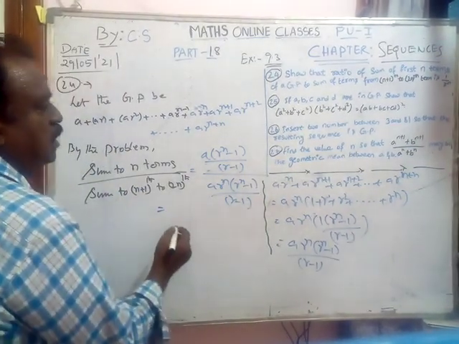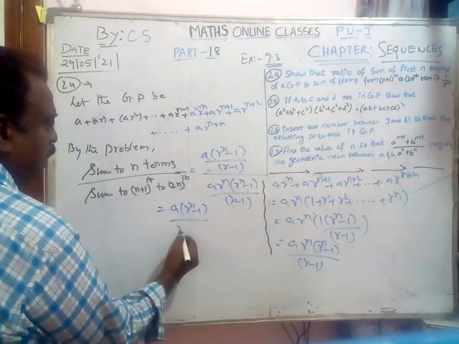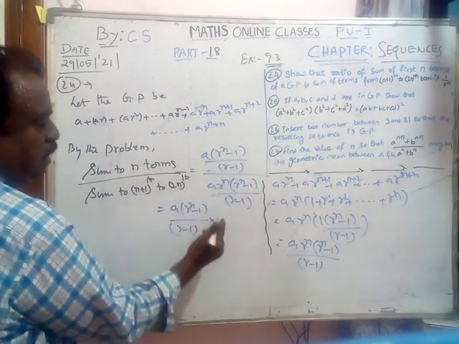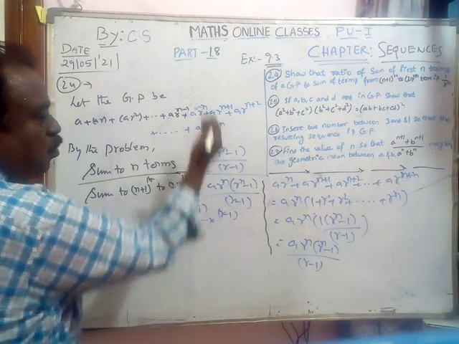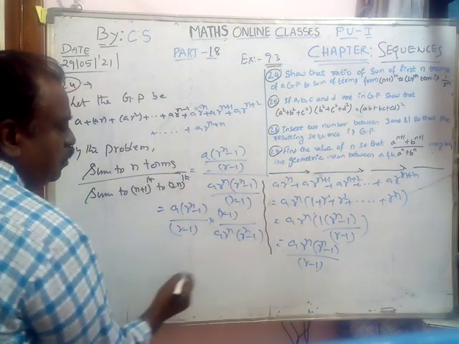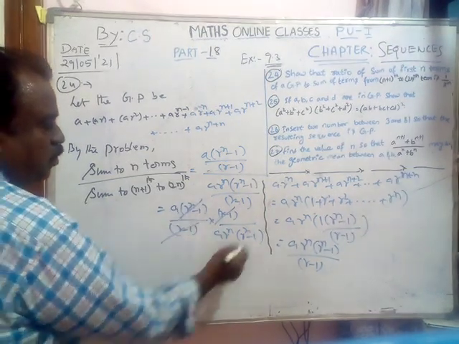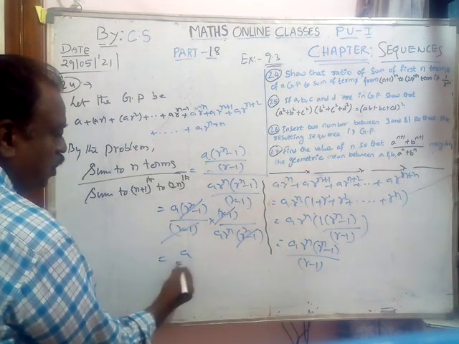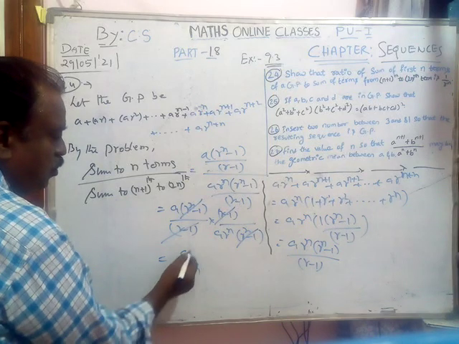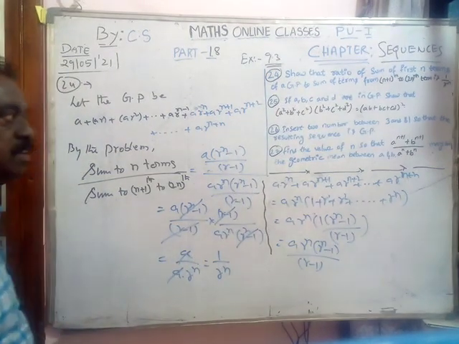Here you see clearly: A R power n minus 1 by R minus 1, into, this is one ratio by another ratio. Here R minus 1 goes up with A R power n of R power n minus 1. R minus 1 cancels. R power n minus 1, R power n minus 1. So A remained in the numerator. In the denominator, A R power n remains. A cancels, leaving 1 by R power n. That is what we ask there.